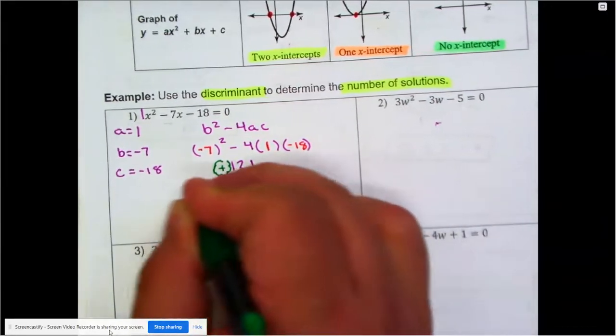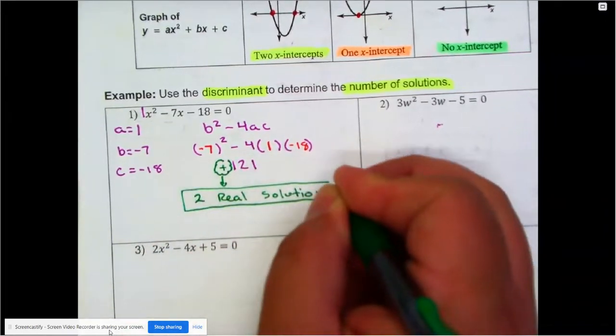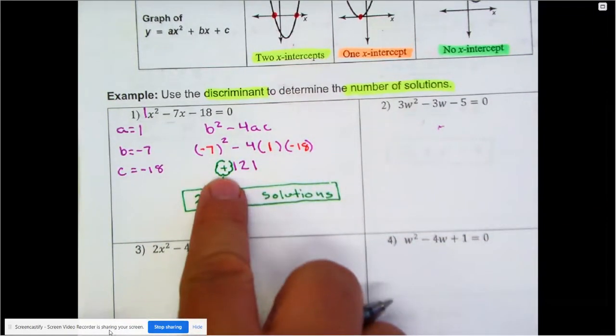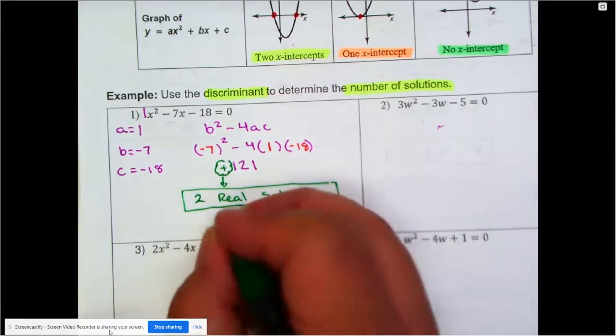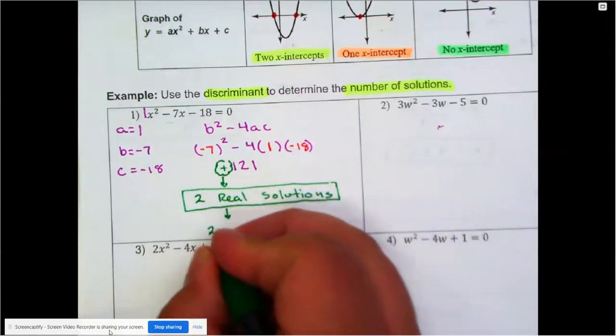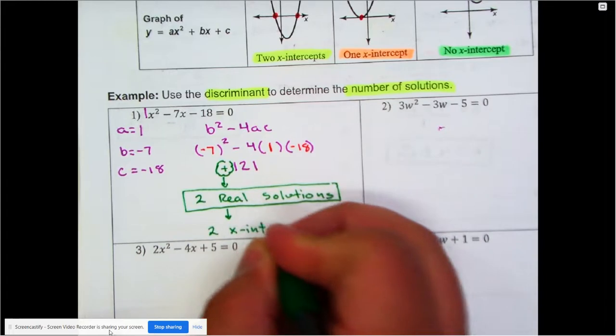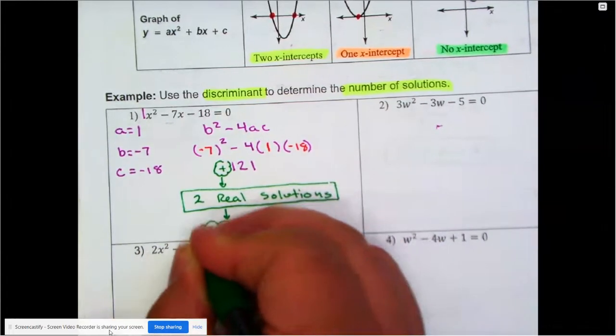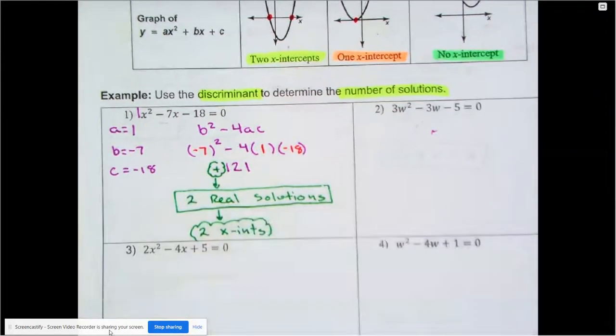We don't know what those answers are yet. 121 is not one of my solutions. The fact that it was positive means it has 2 real solutions, which also would mean it has 2 x-intercepts. But I know that for your assignment, they're just going to want the 2 real solutions instead. And that's it. That's all we get from the discriminant. We know we're going to have 2 real solutions that I'll eventually solve for.